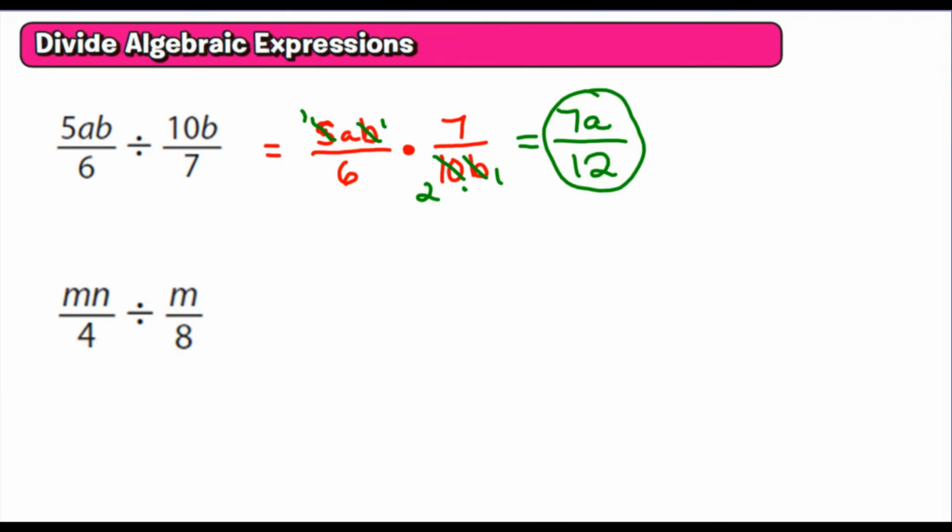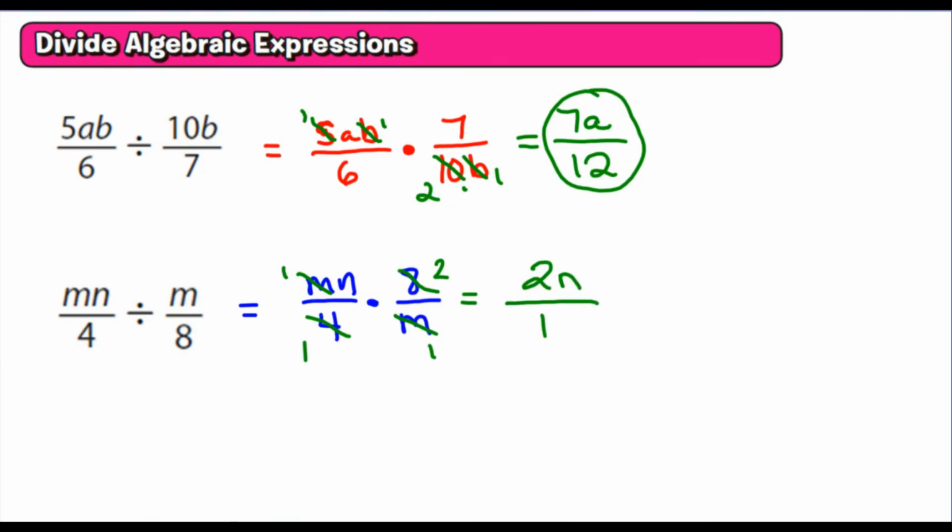And then the last one, mn over 4 divided by m over 8. Again, I'm going to multiply mn over 4 times the reciprocal of m over 8, which would be 8 over m. And again, I have common factors. 8 and 4 give me 1 and 2. And then my m's. m divided by m is 1. So I have 1 times n times 2 in the numerator, which is 2n. And 1 times 1 in the denominator, which is 1. So I have 2n over 1, which is just 2n. And there is my quotient.